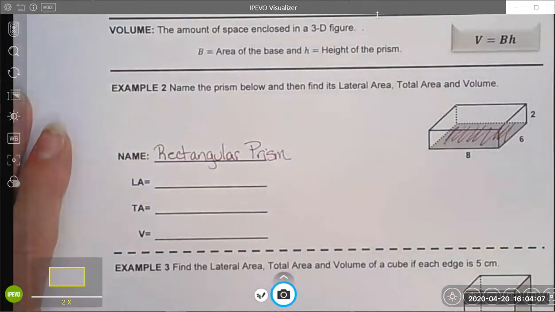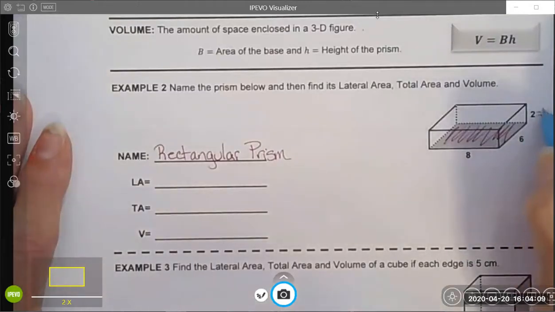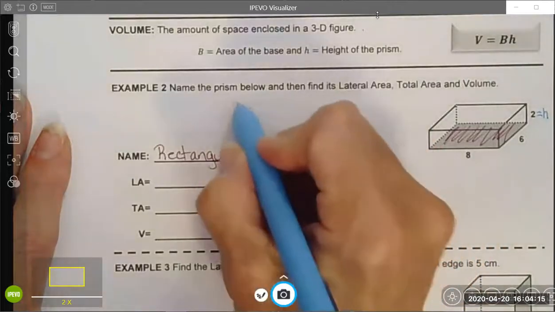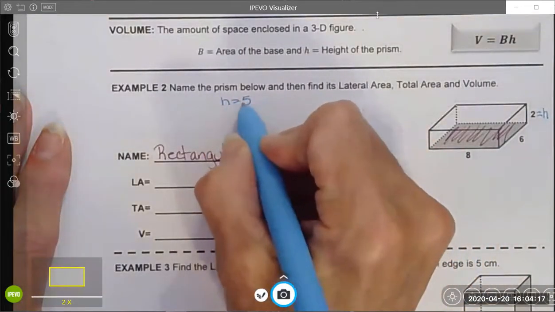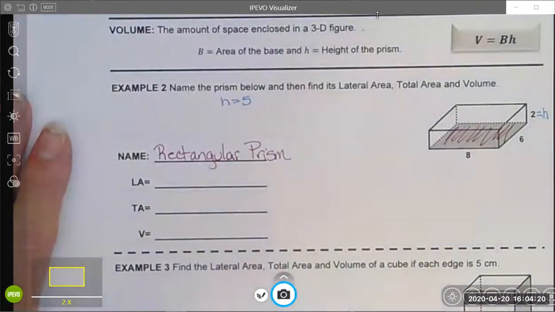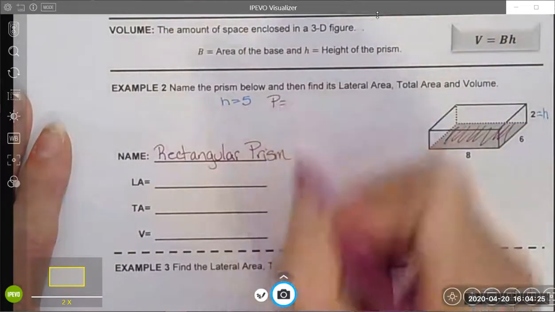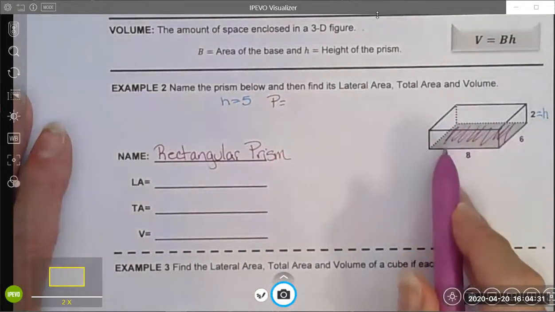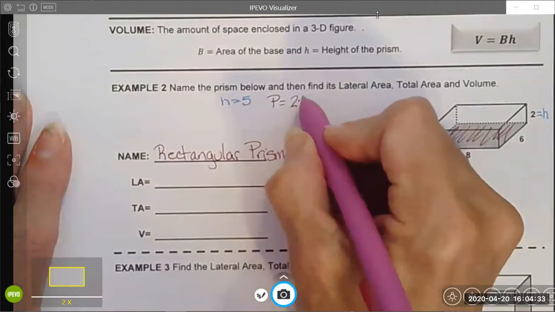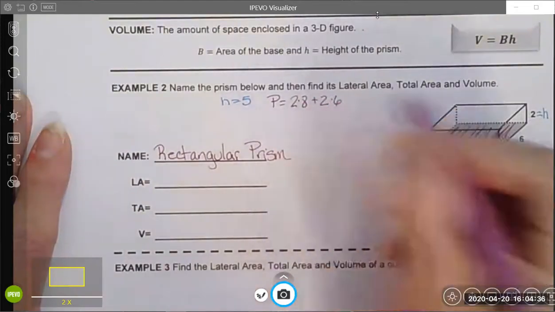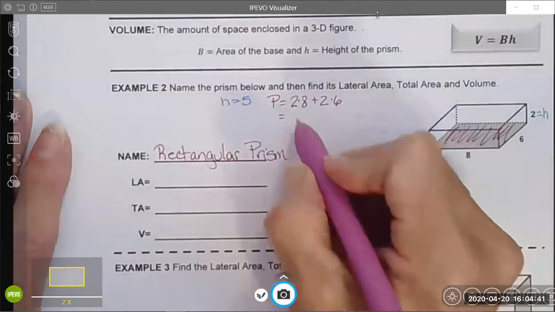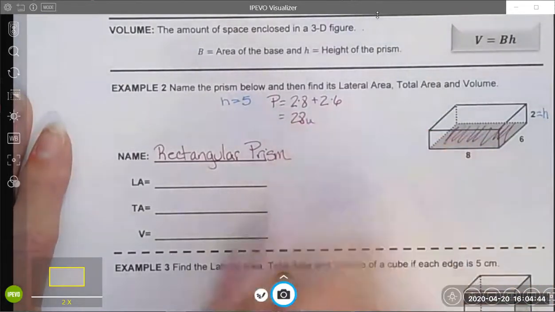All right, I also like to label my picture, and the first thing I want to do is identify 2 as being the height of my prism, because that's going to be really important. So I'm going to write that over here just so that I have it to reference as I'm doing my other calculations. I'm going to first find perimeter because that's one of the basic constructs that we need. The perimeter of my base is going to be adding up all the sides. So 2 times 8 plus 2 times 6, 8 plus 8, 6 plus 6. Y'all can do that math. And that ends up being 28 units.